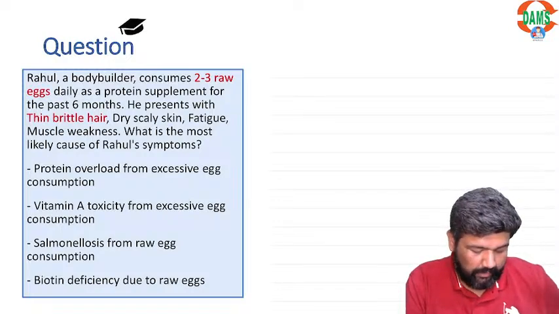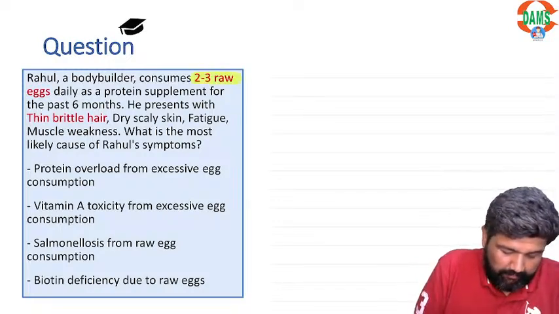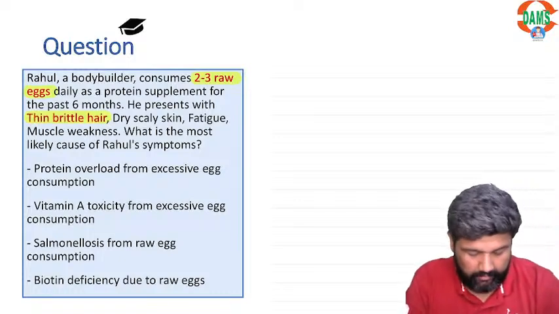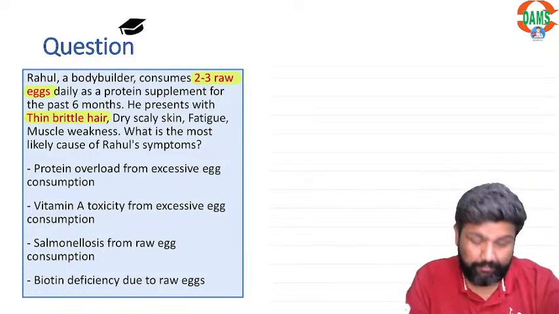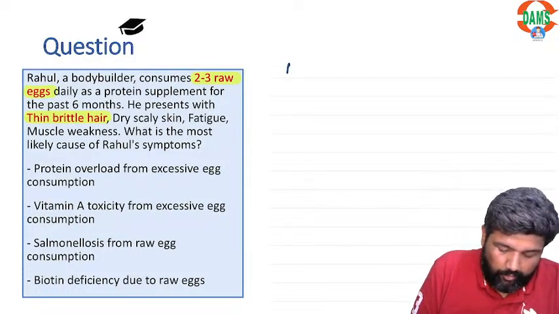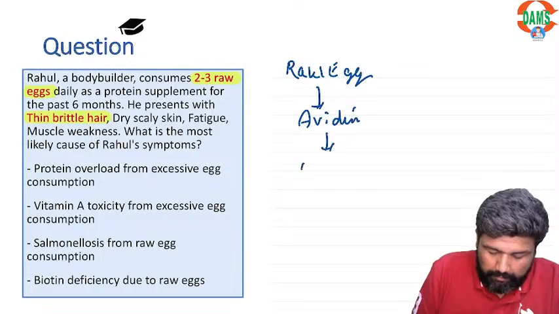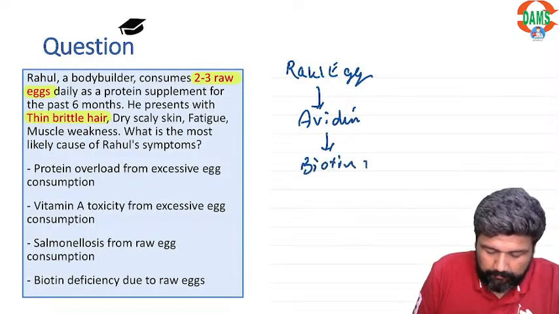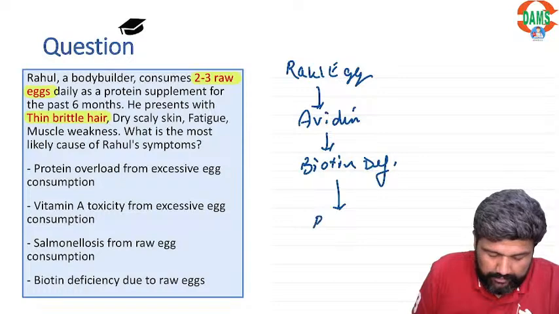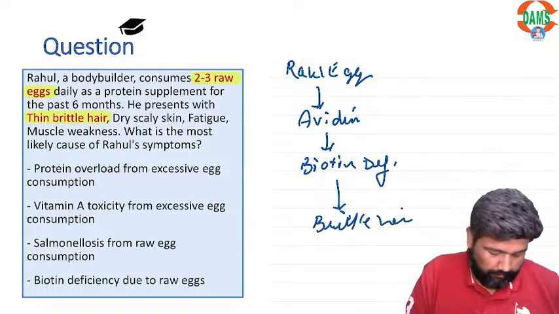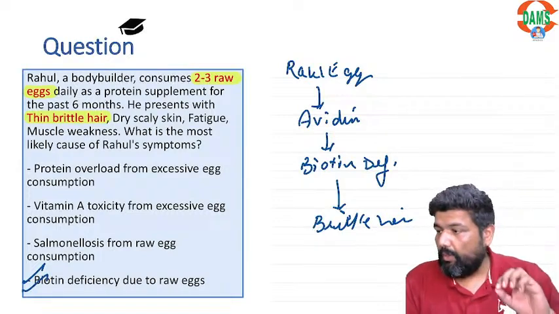Don't worry. Guys, history keyword: raw egg, brittle hair. Raw egg contains avidin. This avidin causes biotin deficiency. This biotin deficiency causes brittle hair. So it is biotin deficiency due to raw egg.